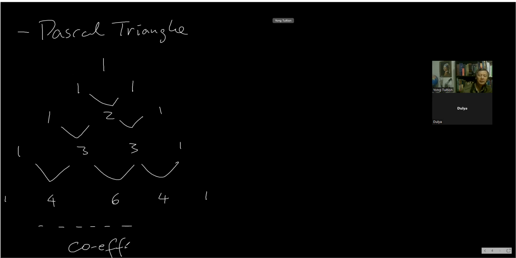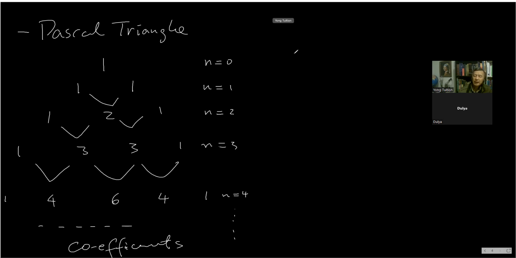Coefficient. So this one corresponds to n equal to 0. Can you see n equal to 0, n equal to 1, n equal to 2? That's the degree of the binomial. Then n equal to 3, this is n equal to 4. Of course, this continues.